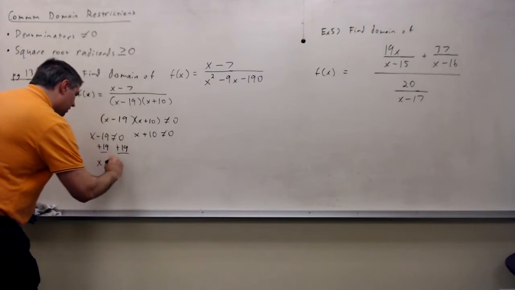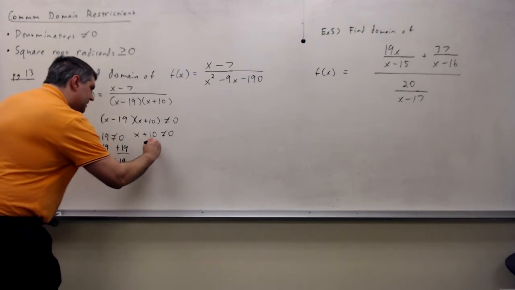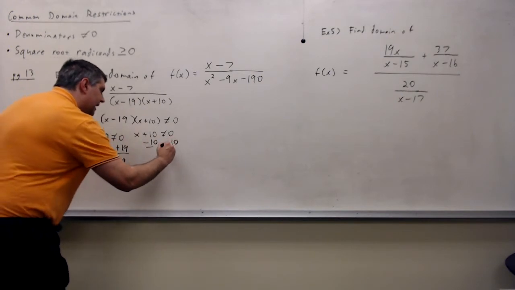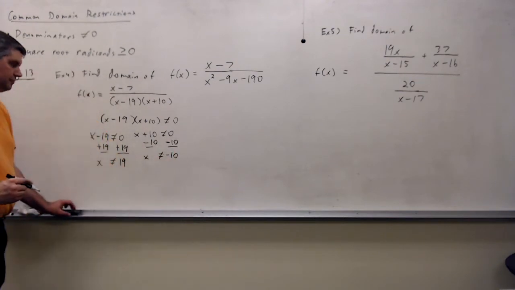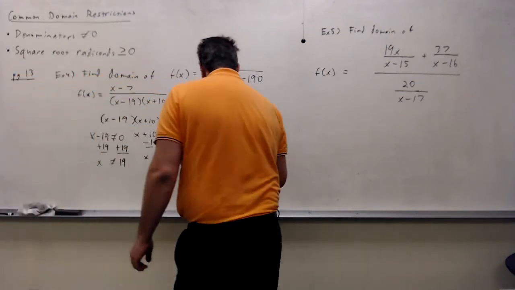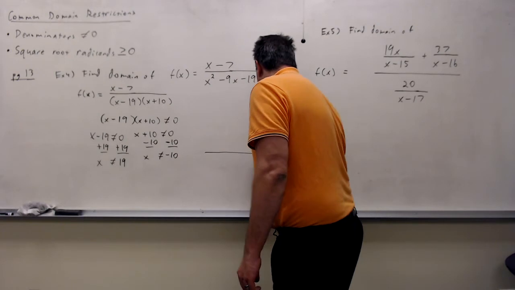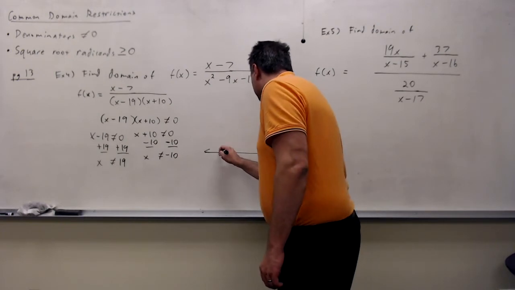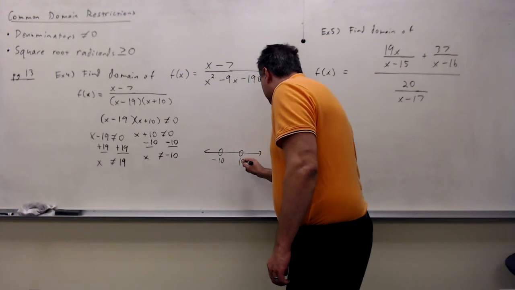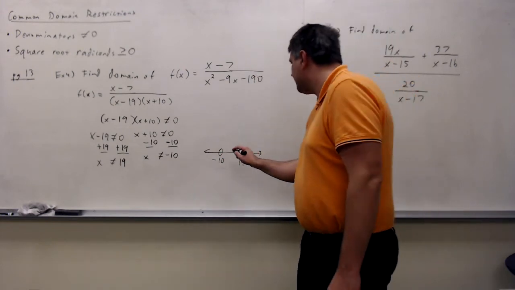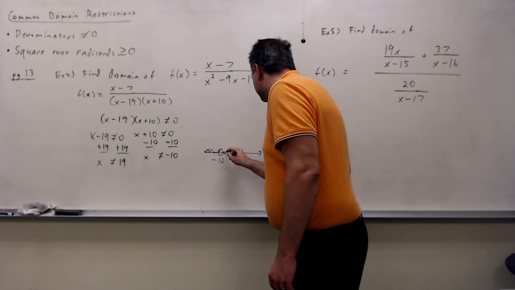X cannot equal 19. Subtract 10, subtract 10. X cannot equal negative 10. So I'll show you what this looks like graphically. Negative 10 and 19, there are holes there. Now everything else would work in this function.